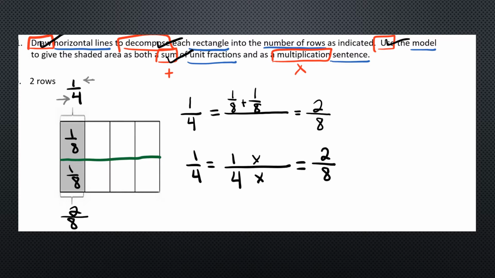So now I just fill it in. 1 times something will equal 2. In this case, 1 times 2 equals 2. Now we have a rule with fractions: whatever you do at the top, you have to do on the bottom. Because I multiplied by 2 on the top, I have to do that same thing on the bottom and put the 2 there. I can check it to make sure it makes sense. 4 times 2 is 8, so I know that works. I was able to write my multiplication sentence as well. All my action words have a check mark in them, so I know I'm done.